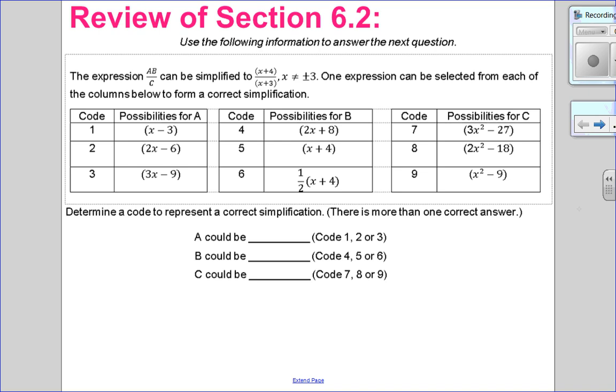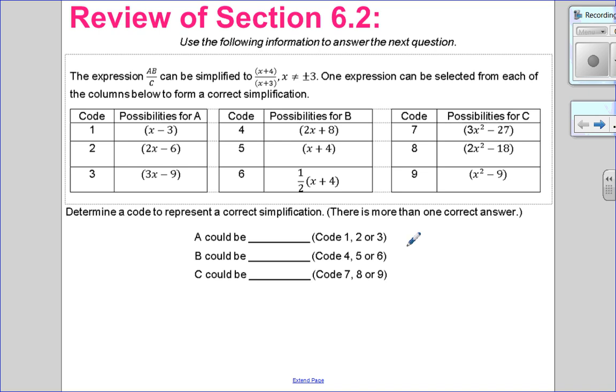So in this question here, I have an expression a times b divided by c, which in lowest terms can be written as x plus 4 over x plus 3, where x cannot equal positive and negative 3. So I want to find possibilities for a, b, and c. This is a coding question. I would recommend pausing the video, trying this question, there are multiple answers, and then come back and see how you did. So I'm going to start with my restrictions.